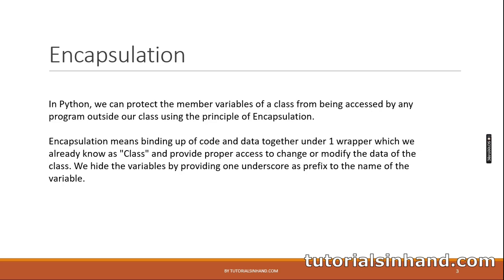The next pillar of object-oriented programming is encapsulation. In Python, we can protect the member variables of a class from being accessed by any program outside our class using the principle of encapsulation. Encapsulation means binding up of code and data together under one wrapper, which we already know as class, and providing proper access to change or modify the data of the class. We hide the variables by providing one underscore as prefix to the name of the variable.